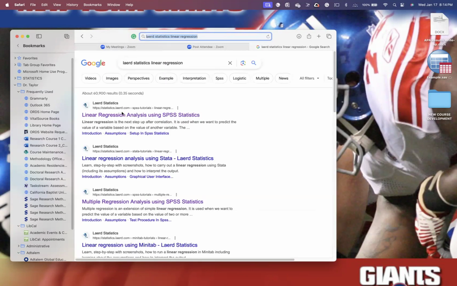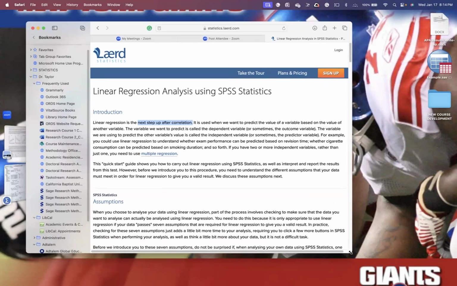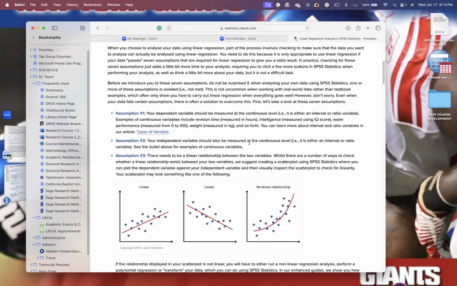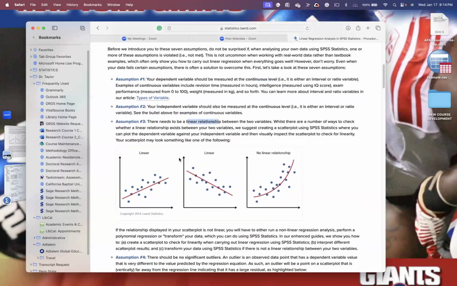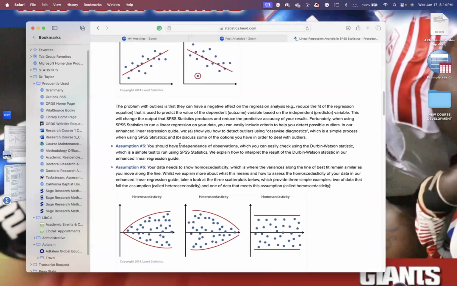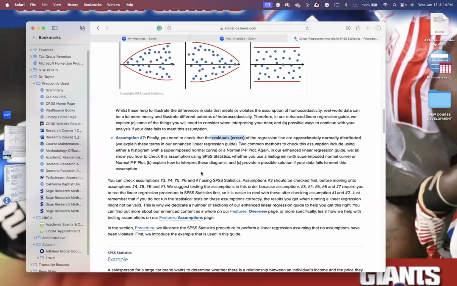Okay. What we just did is called linear regression. Remember, the next step up after correlation. And there's a resource and a link, and they have some very basic information. But you notice we talked about the assumptions. It tells you about the assumptions, just as we talked about: should be continuous, a linear relationship, outliers. Remember all the things we talked about, the independence, residual errors, etc.